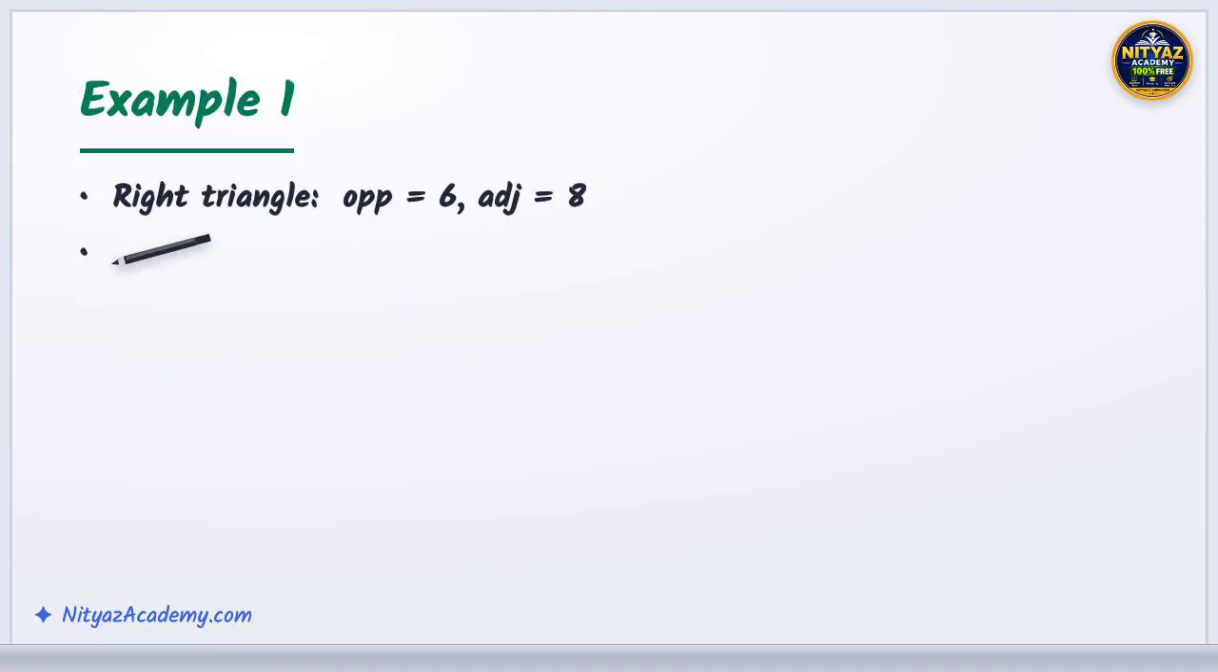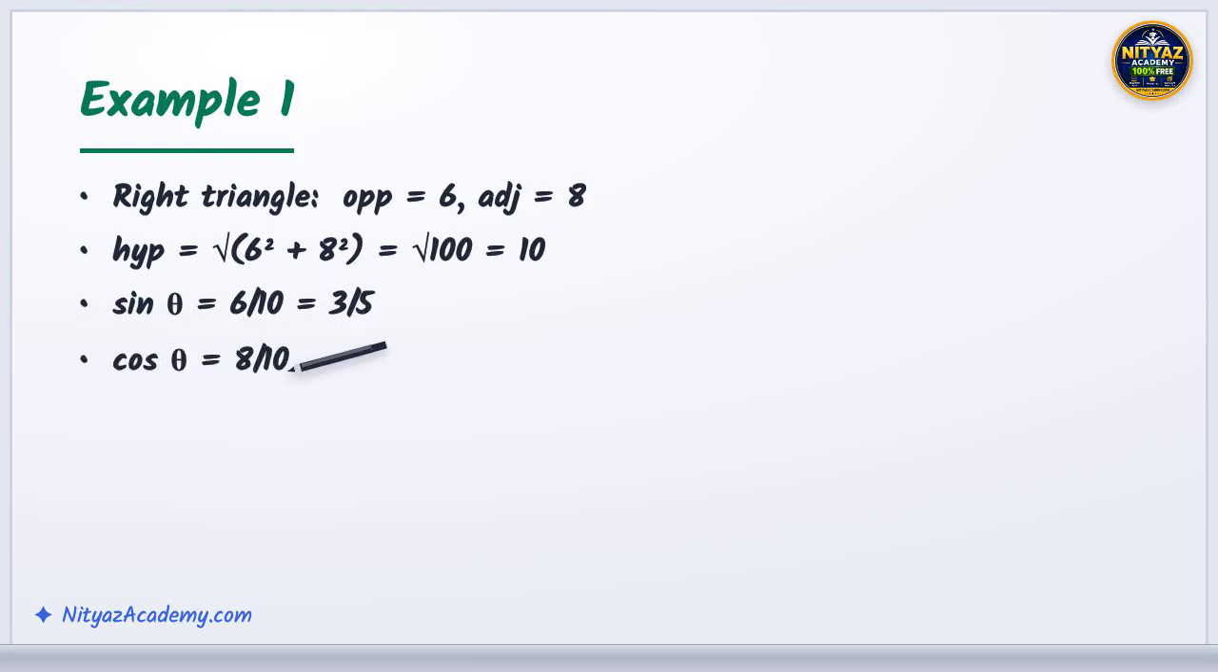A right triangle has the side opposite angle theta equal to 6, and the adjacent side equal to 8. First find the hypotenuse. Root of 6 squared plus 8 squared is root 100, which is 10. Now apply SOHCAHTOA. Sine theta is 6 over 10, or 3/5. Cosine theta is 8 over 10, or 4/5. And tangent theta is 6 over 8, which simplifies to 3/4.